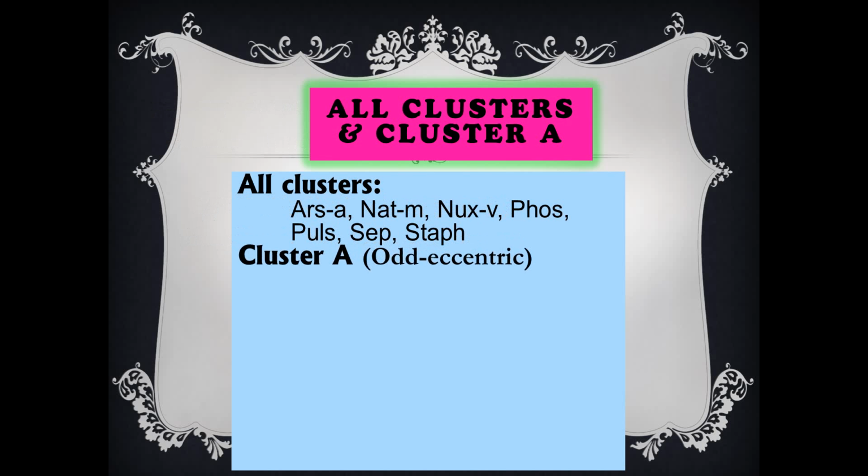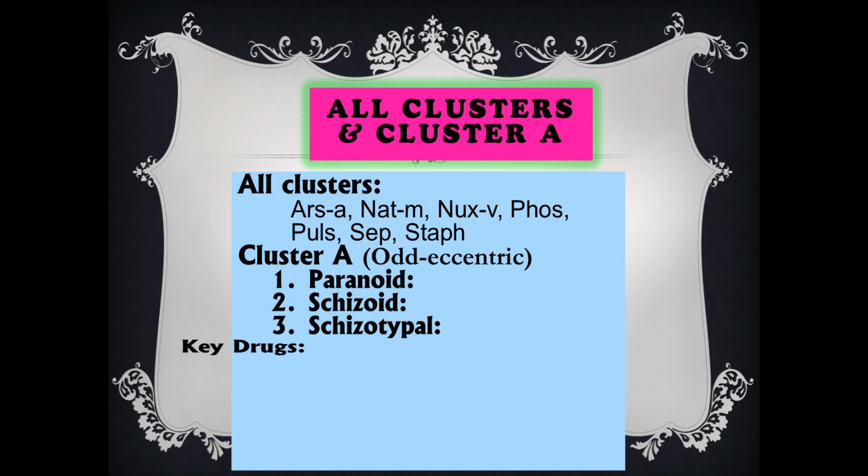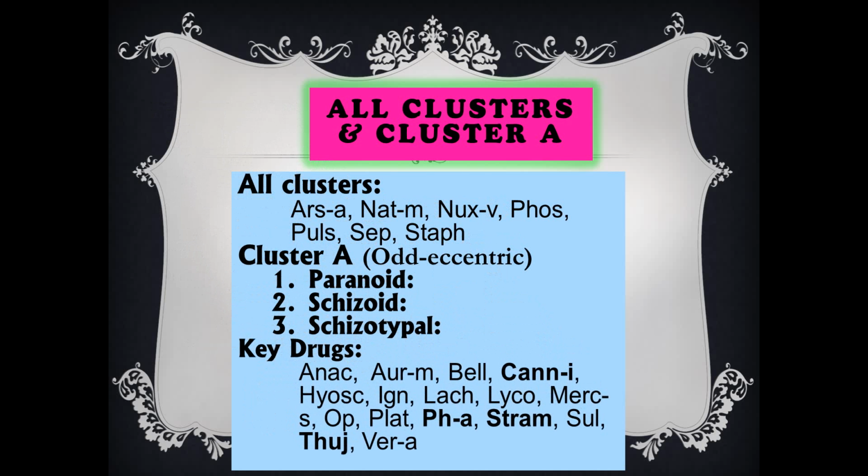Then cluster A. Cluster A is odd and eccentric, and here these three personality disorders come: paranoid, schizoid and schizotypal. They are grouped together by DSM-4 only as clusters. Now here key drugs as per these clusters we have listed: anacardium, aurum, belladonna, cannabis indica, phosphorus, stramonium and thuja have been made bold because they are more prominent, and other drugs have been listed. This is now available with you. So this is for this cluster, because it may not be necessary for you to go into that many details to particularly go to a particular disorder. And not only that, there may only be the traits of that disorder.